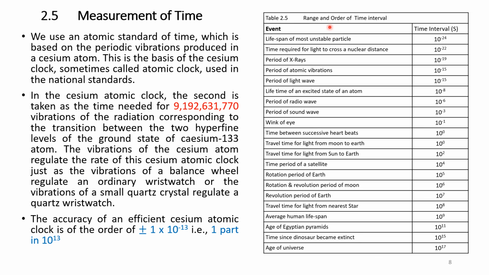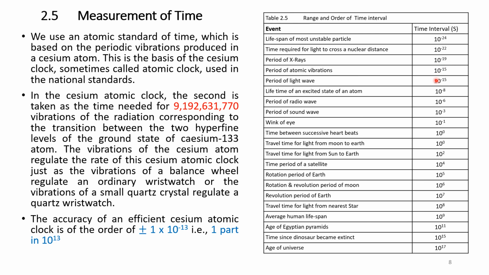Table 2.5 shows the range and order of the time interval. Events are given in column 1 and the time interval in seconds is given in column number 2. Some of the events are lifespan of a most unstable particle. That is, the unstable particle's lifespan is 10 to the power of minus 24 seconds. You can imagine normal second itself is very small, whereas the lifespan of an unstable particle is 10 to the power of minus 24 seconds. Then time required for light to cross a nuclear distance is 10 to the power of minus 22 seconds. Period of X-rays is 10 to the power of minus 19 seconds.